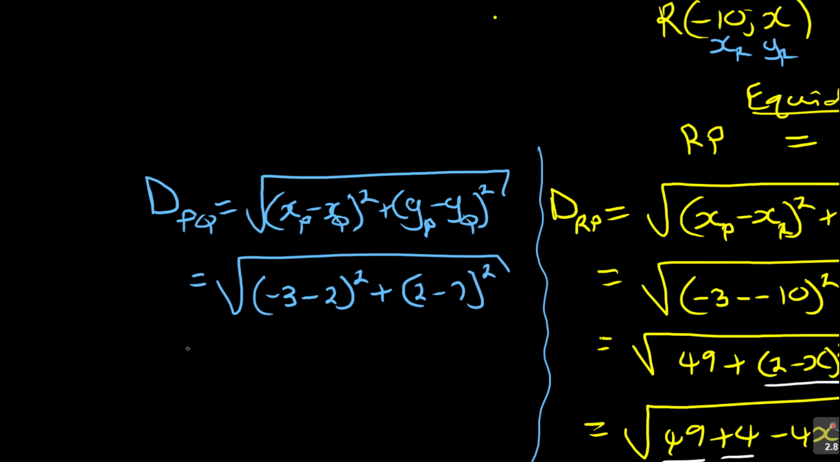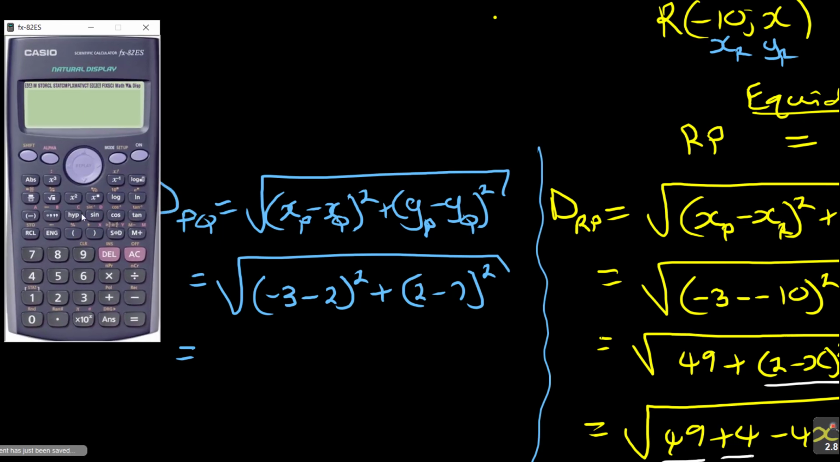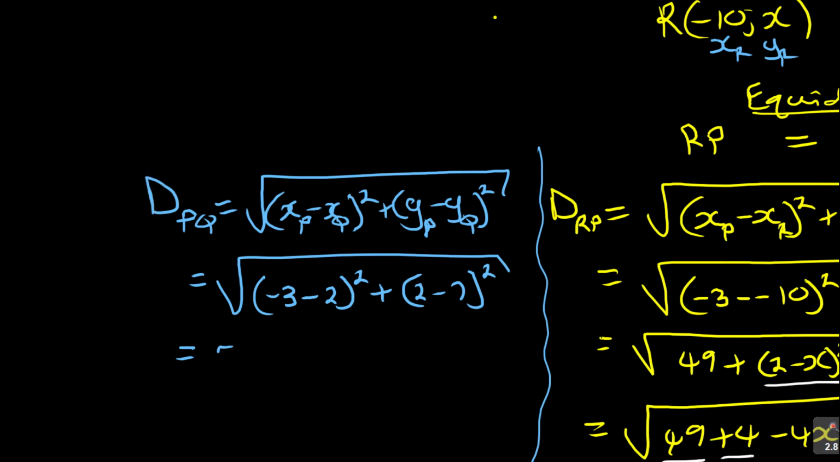You square. Now since this one doesn't have x, you know what we do? We just find the answer now. As a whole, there is no x. That's why you put a square root, and then you say negative 3 minus 2, squared, plus 2 minus 7, squared, equal to 5 square root 2. So this is 5 square root 2.